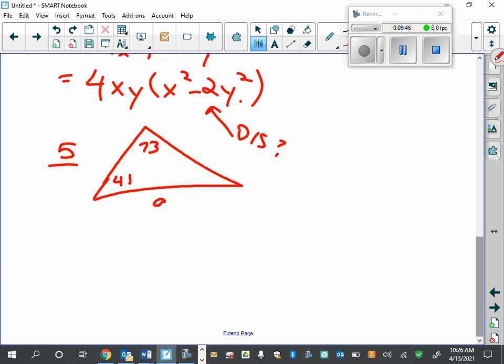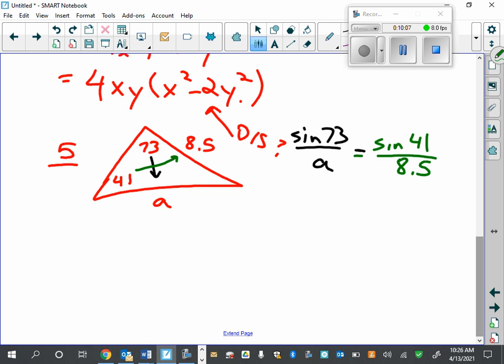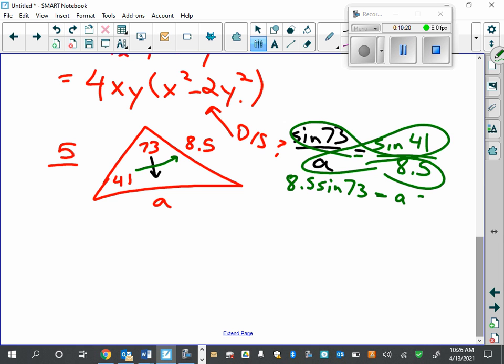73, 41, A, and 8.5. And it's an easy setup. It's the angle, sine of the angle, divided by the side across from it equals the sine of this angle divided by the side across from it. So sine 41 divided by 8.5. And now what do? Cross multiply. So you get 8.5 sine 73 equals A sine 41.